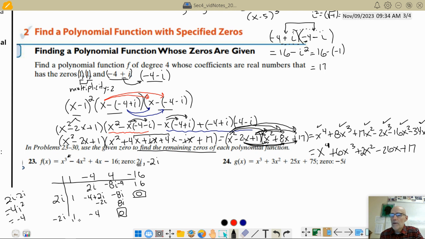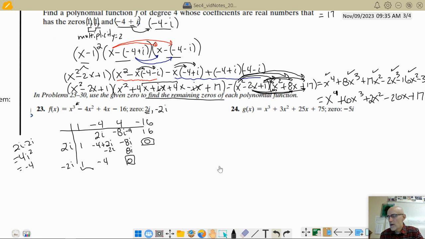And then this is my depressed polynomial right down here. So what is that telling me? Well, it's telling me that one of my factors is x minus 4. That means my other zero is 4, right? X equals 4 is a zero. So now I've found all of the zeros of the polynomial. How do I know I have all of them? Well, I've got 3 of them, and the degree is 3. That's how we know we have all of the zeros.